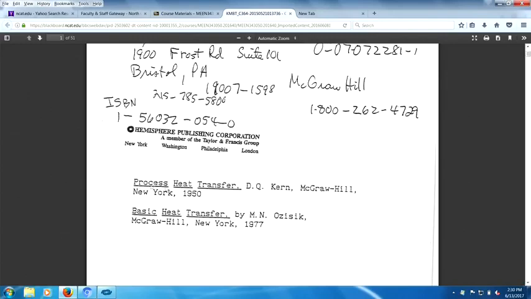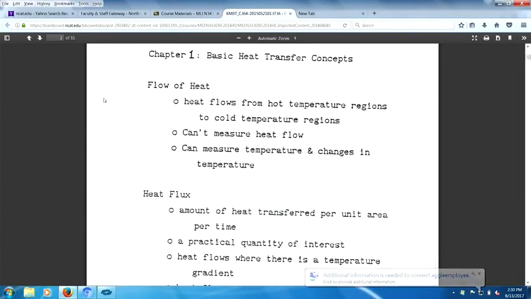2 other books I admire. One is Process Heat Transfer by Kern, and another one is Basic Heat Transfer by Ozisik. This book was a very excellent book as well. So I like all 4 of them books. Besides the book you have, I can't help that. So basically, let's take a look. We'll just run through some of these things.